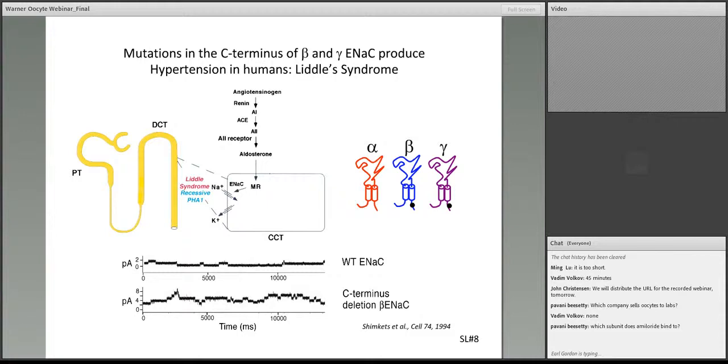Using the patch clamp technique, lower panel, we found an increase in the number of channels at the cell surface expressing Liddle mutations, but there was no change in the conductance or in the open probability, suggesting that the number of channels was at fault.